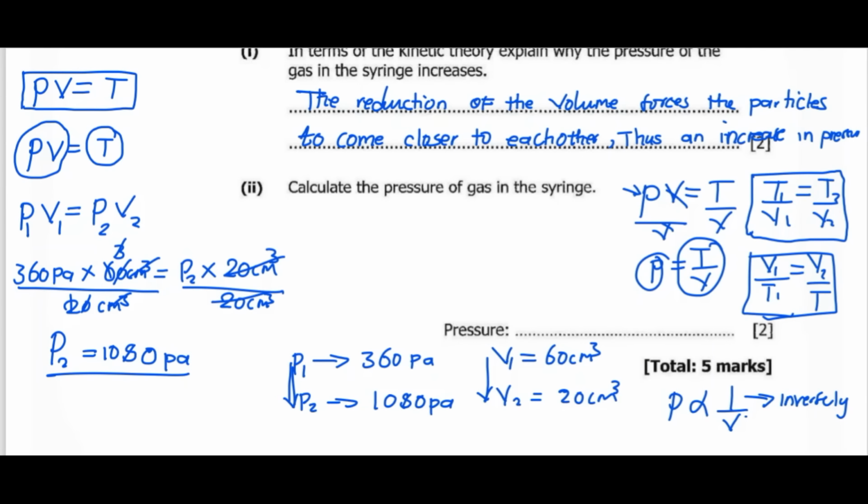Then you can also make the other one. If V is what is constant, you make V the subject of the formula. So PV is equal to T. The key point is just to master this.